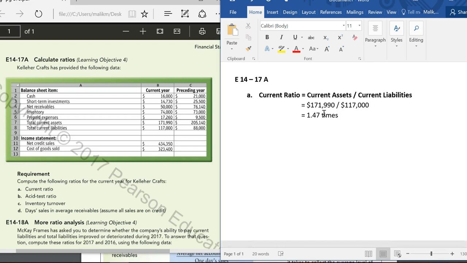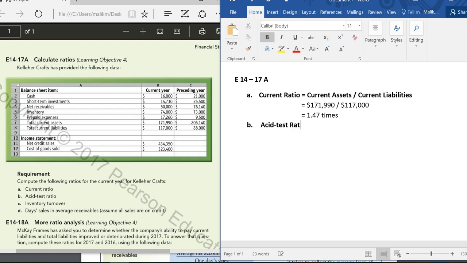But obviously current ratio more than 1 is good for your company. Now the next ratio is the acid test ratio, and there is another name for this ratio. You can also call it the quick ratio. So the next item is the acid test ratio.